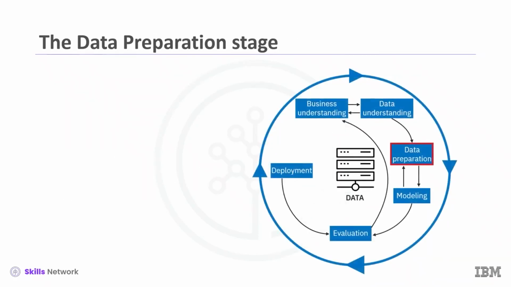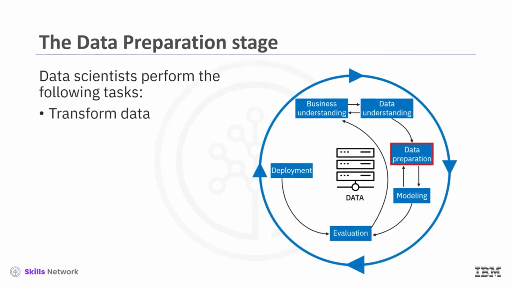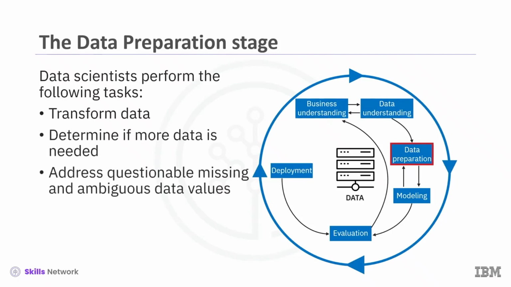Next, during the data preparation stage, data scientists transform the collected data into a usable data subset and determine if they need more data. With data collection complete, data scientists select a data set and address questionable, missing, or ambiguous data values. Data preparation is common to foundational data methodology and CRISP DM.